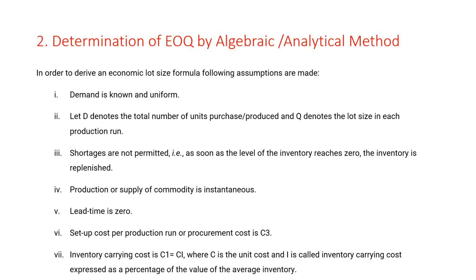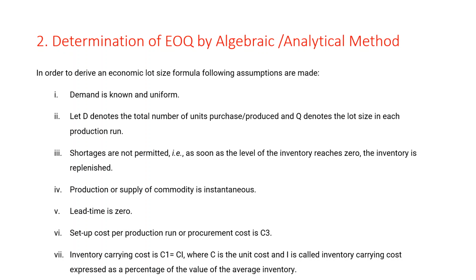The first is that demand is known and uniform. Next, let D denote the total number of units purchased or produced, and Q denote the lot size in each production run. The third assumption is that shortages are not permitted, that is, as soon as the level of inventory reaches zero, the inventory is replenished. Then fourth, the production or supply of the commodity is instantaneous.